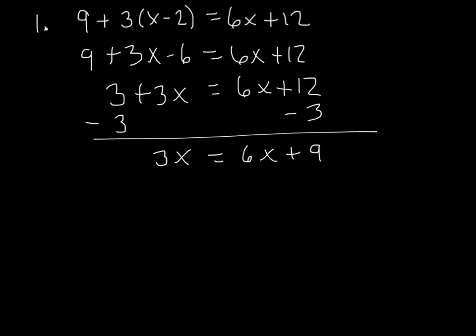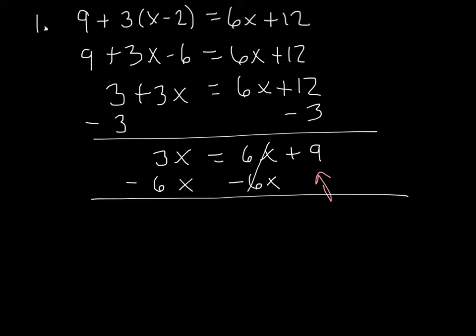And now what I want to do is get all my x's on the left and all my constants on the right. So I don't have any more constants over on the left, just right here. So I'm going to go ahead and subtract 6x from both sides, so that they'll go to 0 here on the right, and I'll just be left with 9. But on the left, 3x minus 6x is -3x. So now I'm almost done.